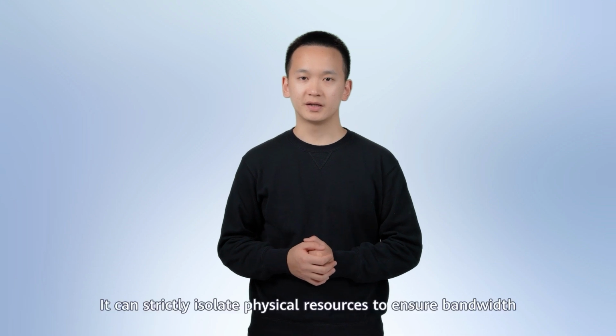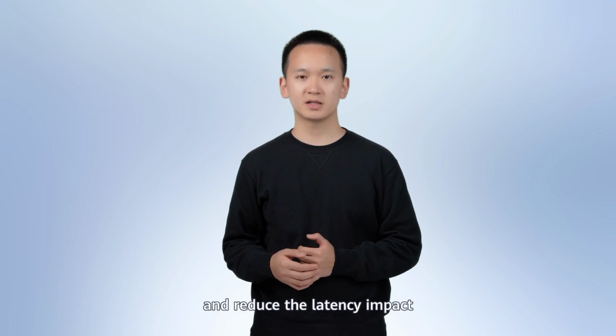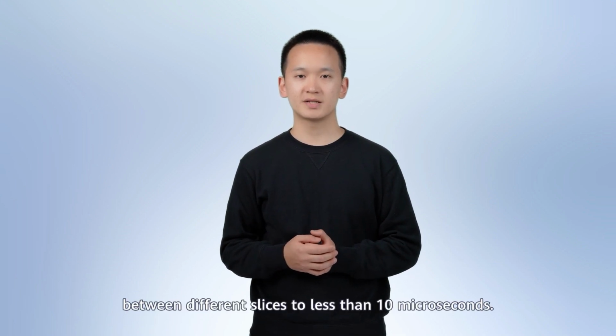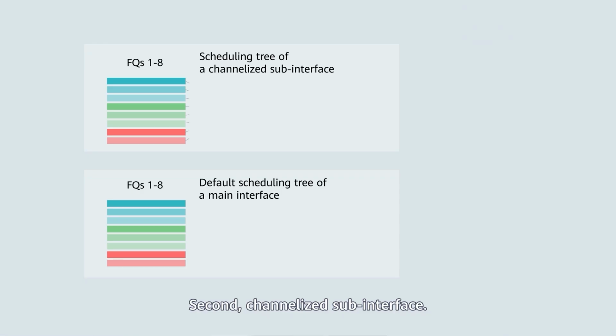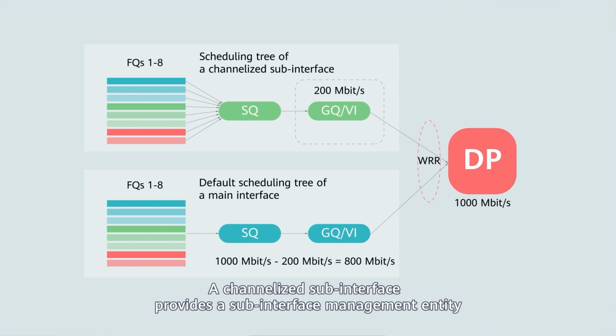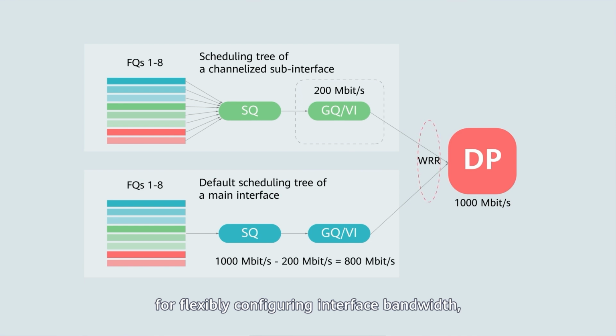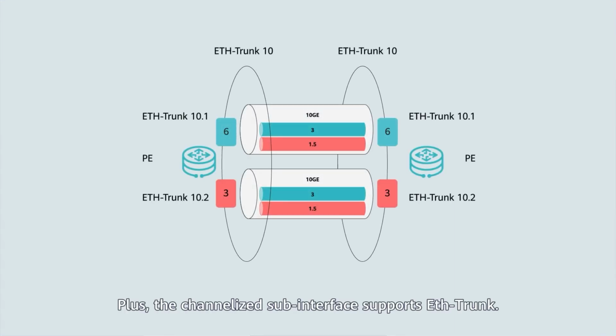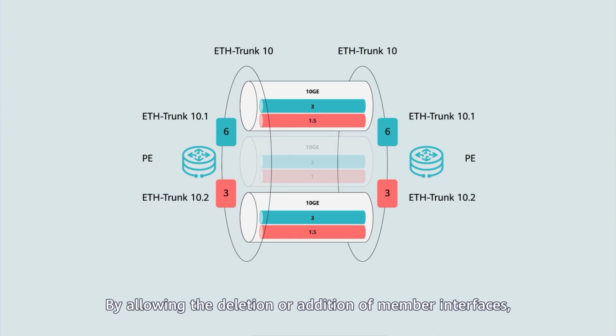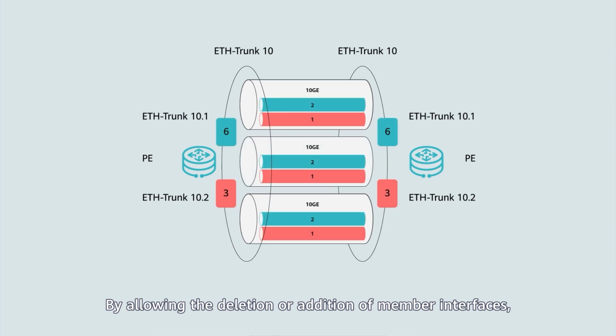First, FlexE. It can strictly isolate physical resources to ensure bandwidth and reduce the latency impact between different slices to less than 10 microseconds. Second, channelized sub-interface. A channelized sub-interface provides a sub-interface management entity for flexibly configuring interface bandwidth, guaranteeing service bandwidth. Plus, the channelized sub-interface supports ETH-trunk. By allowing the deletion or addition of member interfaces, ETH-trunk can keep the total slice bandwidth unchanged through dynamic adjustment of its member link bandwidth.